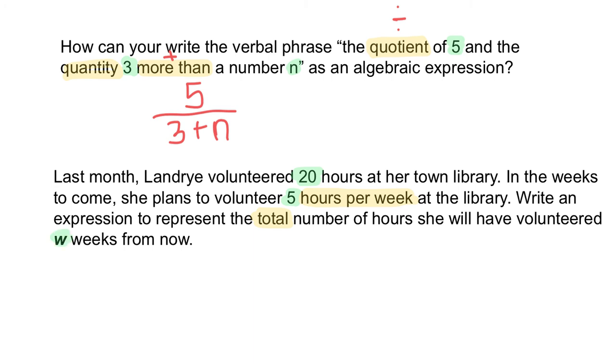W weeks from now. So if we're looking for a total, I said total usually means to add. So that means we're probably going to be combining something. So if she volunteered 20 hours at her town library already, and she's going to go 5 hours per week, per with a number means multiply. So 5W. They tell me down here to use W. So 20 plus 5W would represent her total.